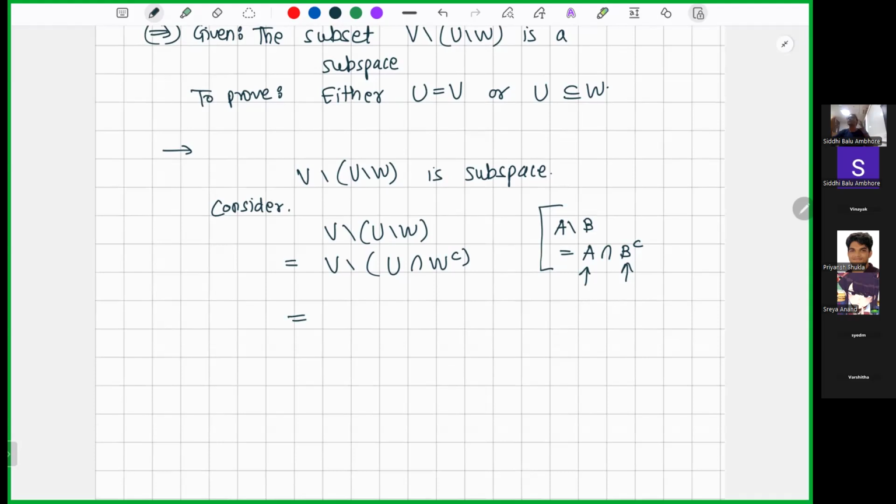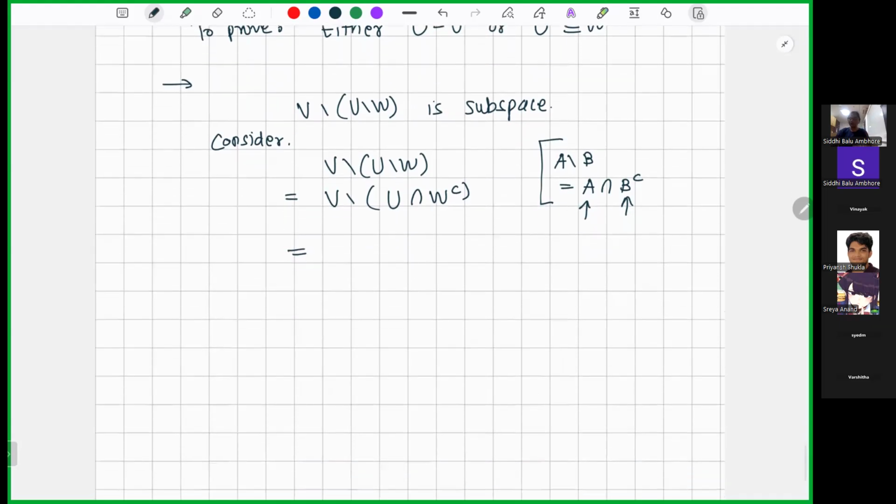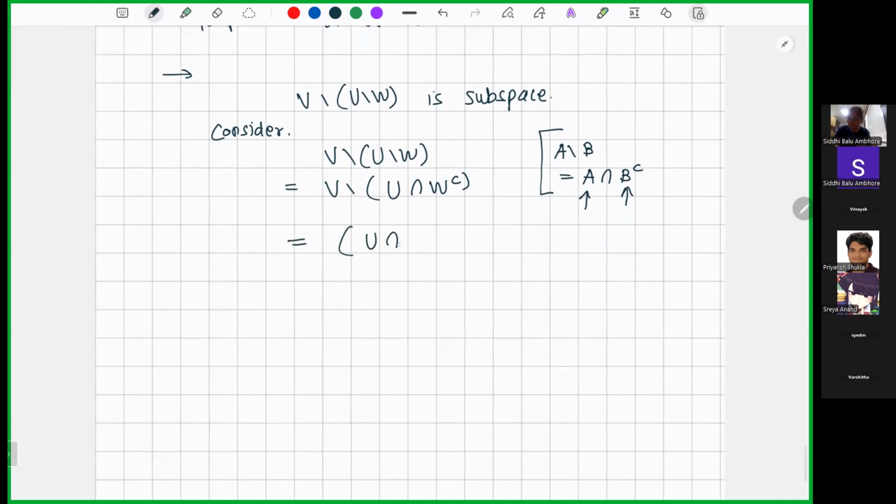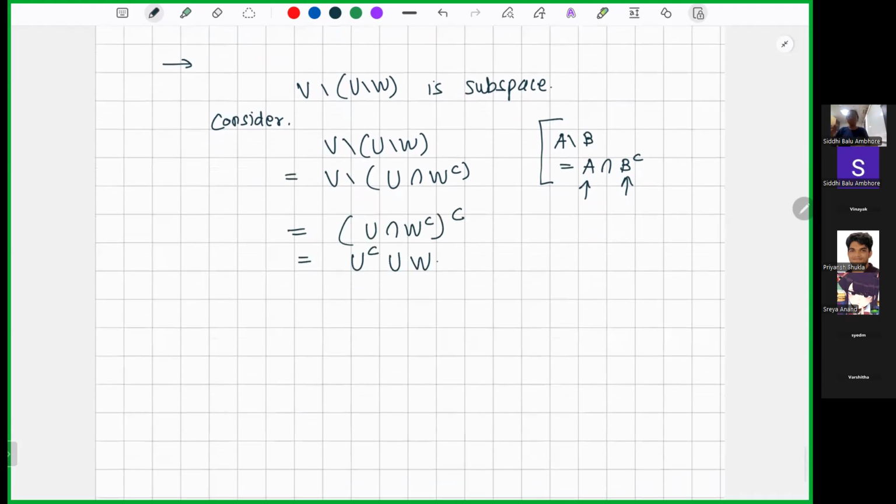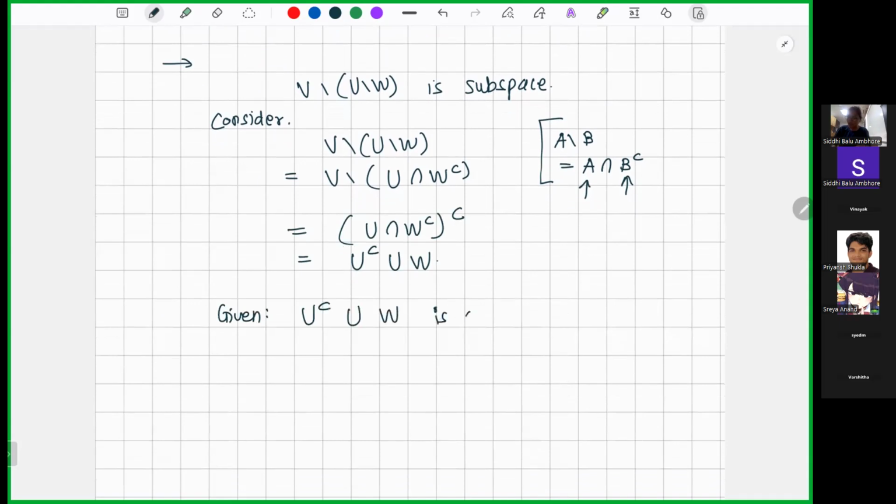V is my superset. V is my universal set in this case because we are talking about subspaces of V. So V minus U intersection W complement is just the complement of U intersection W complement, whole complement, which is U complement union W. So in short, what is given is that this U complement union W is a subspace. This is my given condition.